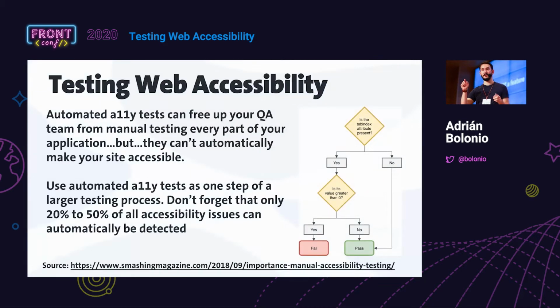Automated tests can free up your testing team, your QA team, to manually test every single part of your application. But it's not magic. They cannot automatically make your site accessible. We cannot forget that only 20 to 50% of accessibility issues can be automatically detected. That's why those automated tests have to be part of a larger testing process. Manual tests and automated tests are equally important.